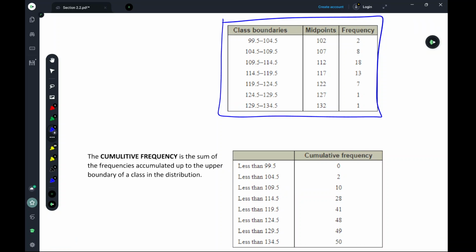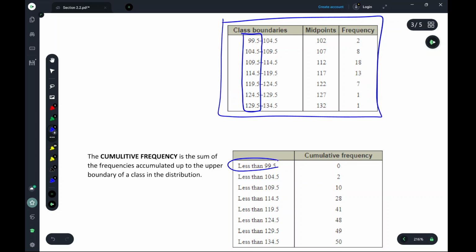Notice what they did is they took the lower boundaries and they started off by saying, okay, how many values are there less than my lowest boundary? So less than the 99.5. Well, we know that's going to be 0, right? And we do that on purpose. So we take the first class, the lowest boundary, and we say less than 99.5. Okay? And that's going to be 0.